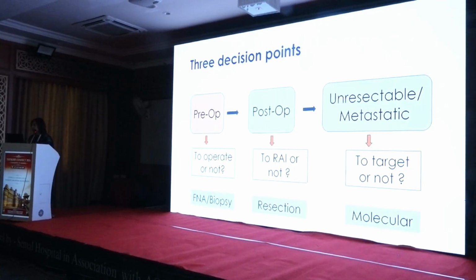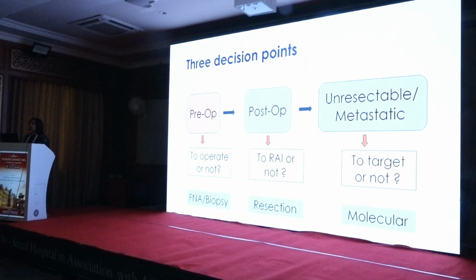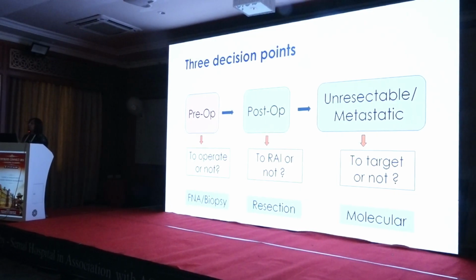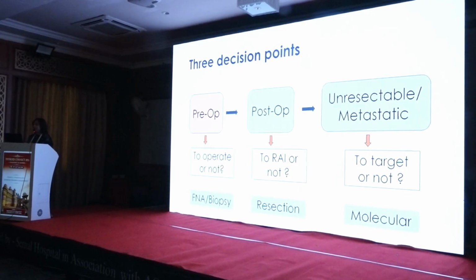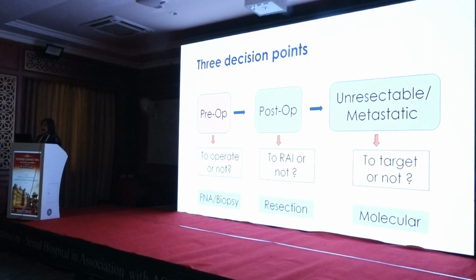And the third scenario is when there is an unresectable progressive disease or a metastatic thyroid cancer, where it's not a surgical disease, but you have to have options of whether you want systemic treatment, whether you need to find any targets, whether any targeted treatment is available or not. And that is where molecular testing can also help you.